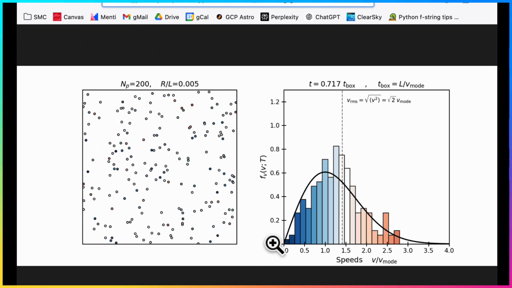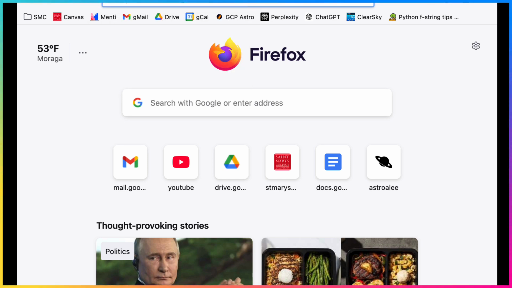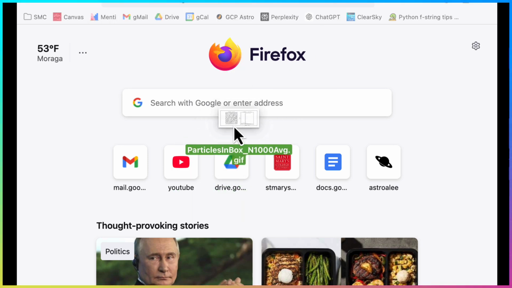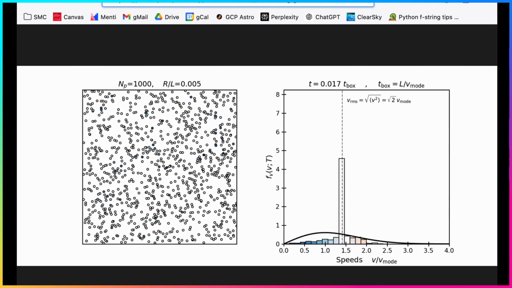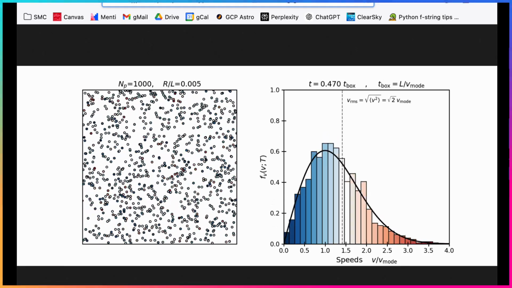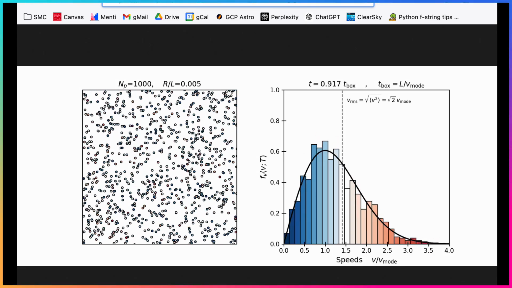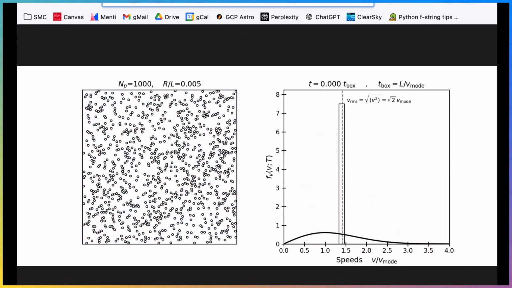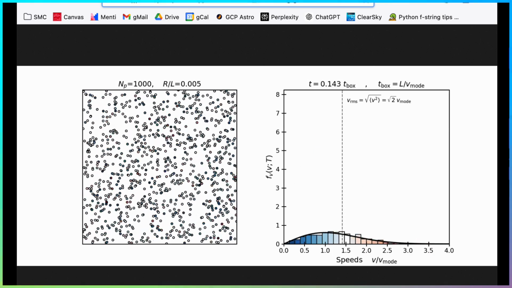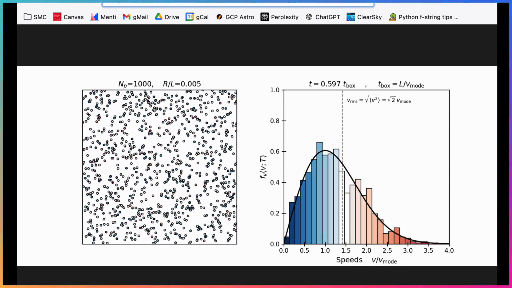This was 200 particles. Let's try 1,000 particles, and let's see what distribution emerges. Okay, it drops down dramatically at first. There's still noise, but look at that. That's pretty dang good in terms of the distribution that these particles end up having. And it's set up very, very quickly.